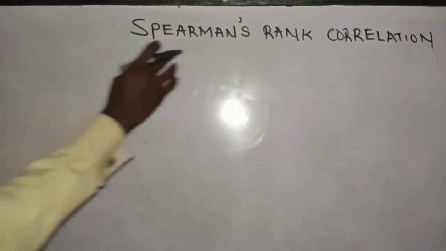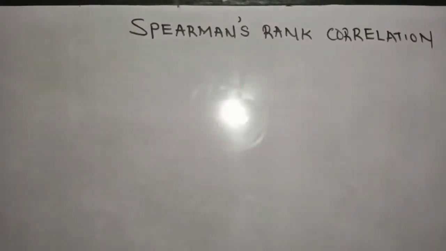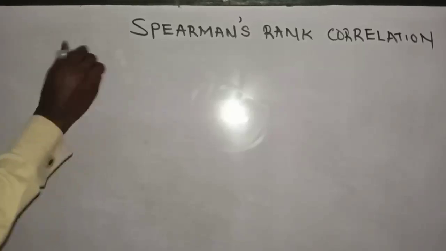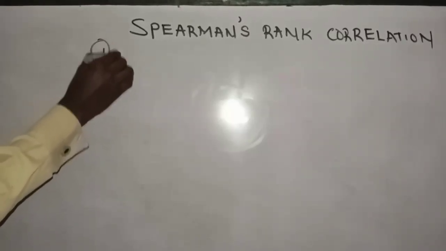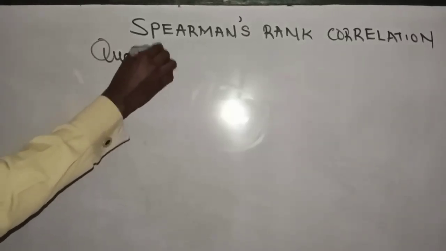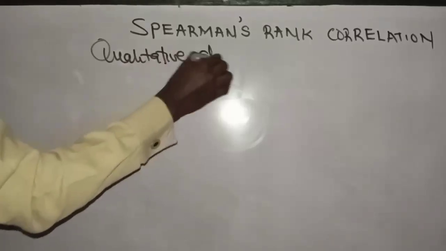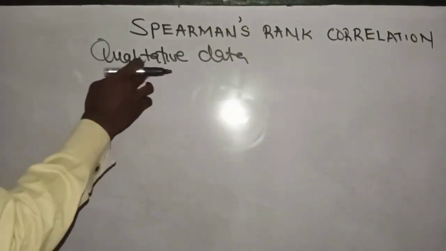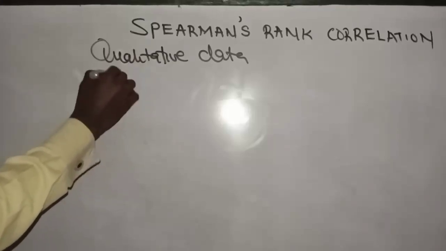We'll be taking a look at Spearman Rank Correlation. Mostly, the Spearman Rank Correlation is used in qualitative data. That is where we use Spearman ranking correlation. If you can remember, qualitative data are data that cannot be what?